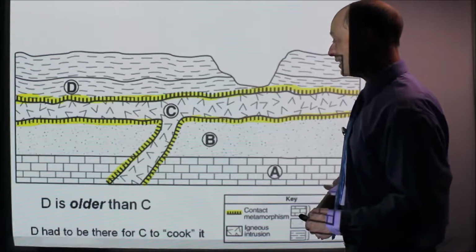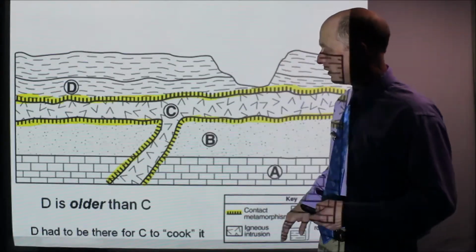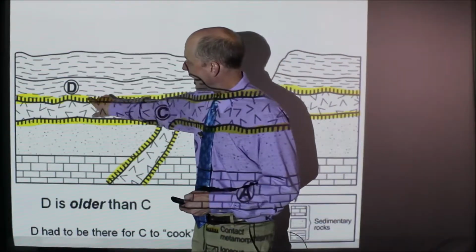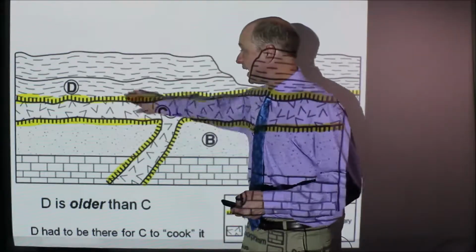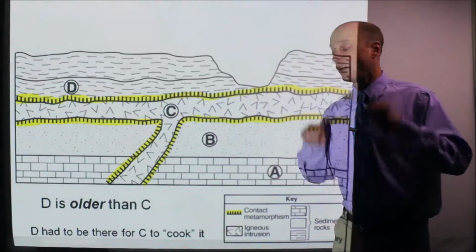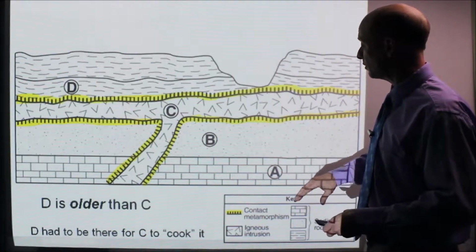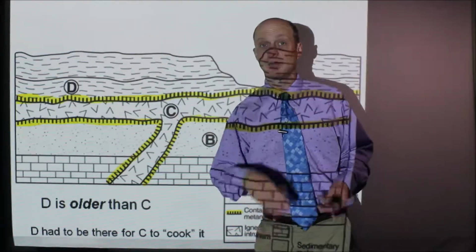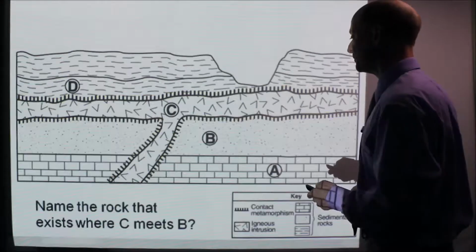So in this case, D, even though it's on top, is older than C. How do I know that? Because you can see that D has contact metamorphism on it. So D has been cooked by C. D had to be there for C to basically cook it. Okay, hopefully you see how that works. And that gives us the idea of the time frame here. So the first thing was A, and then B, then D, then C came. And so it's just sort of logic, this logic exercise.